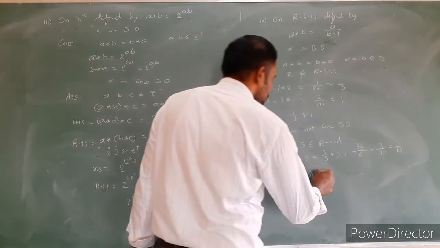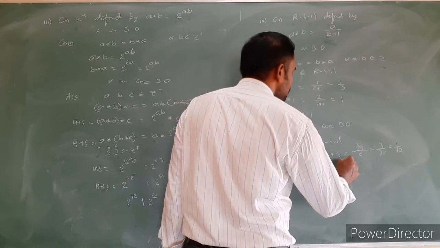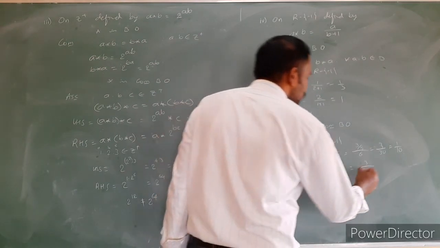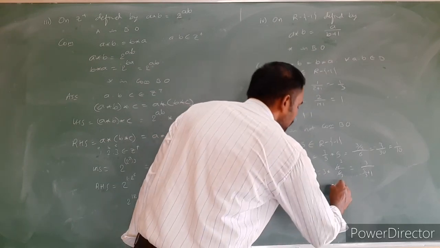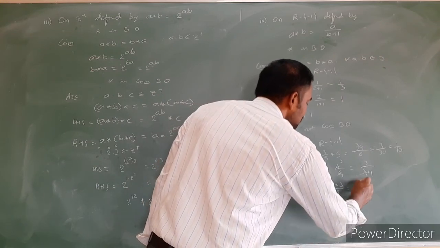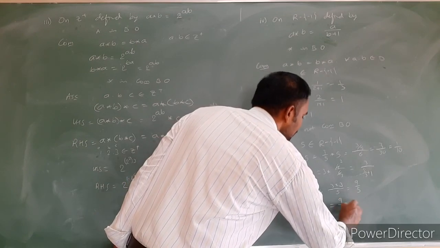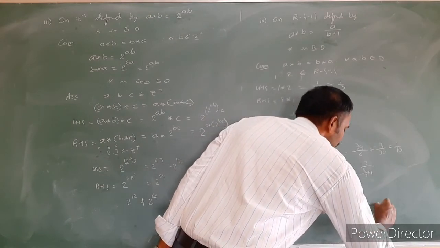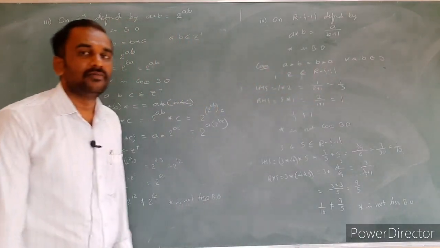Similarly the RHS part: 3 as it is star (4 star 5), that is 4 by 6, that means 2 by 3. So this we can write as 3 divided by (2 by 3 plus 1). Just simplify the value. 3 is the LCM, in the numerator 2 plus 3 is 5, so 3 threes are 9, 9 divided by 5. Can I say that 1 by 10 is equal to 9 by 5? Which is not possible. Therefore star is an associative or not associative binary operation? Star is not an associative binary operation.